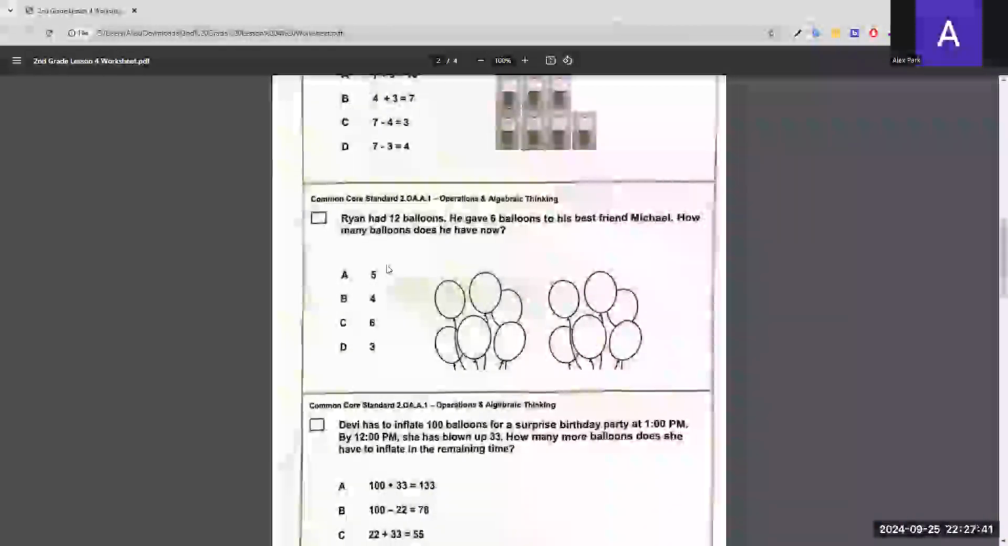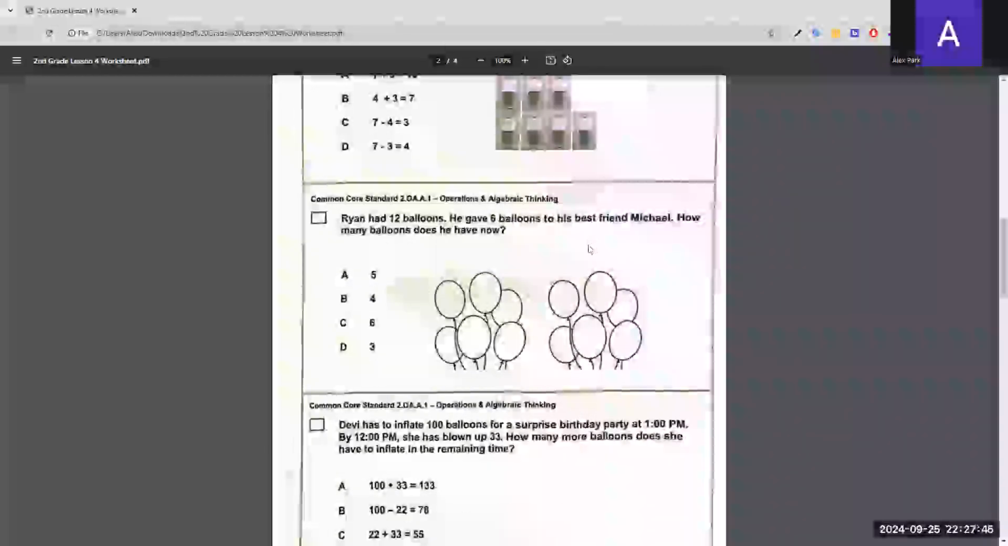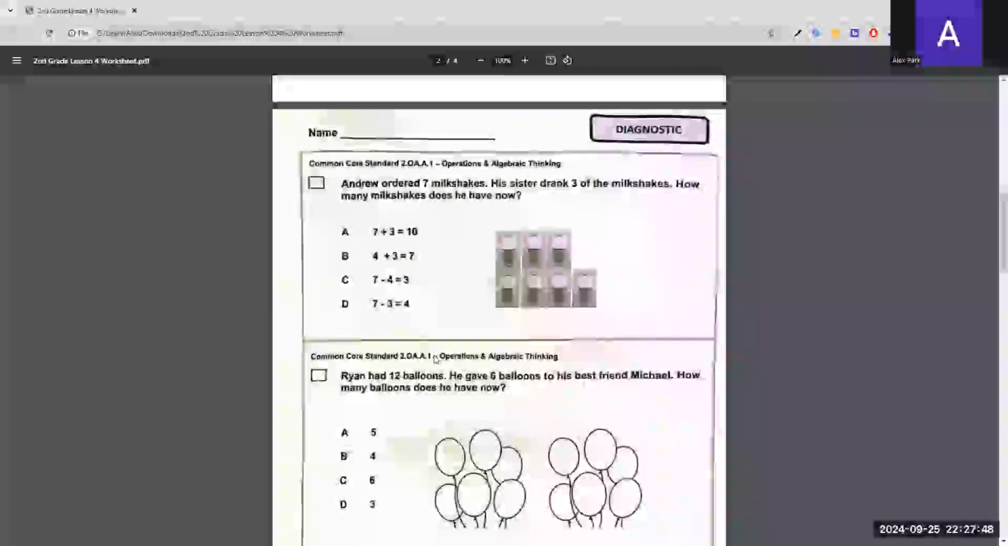Number 5, Ryan has 12 balloons. He gave 6 balloons to his best friend Michael. How many balloons does he have now? So this problem is basically the same thing as this problem here, except they're using balloons instead of milkshakes. Okay, so for this one, the answer was D, right? It was 7 minus 3 because 7 total got rid of 3. This is the same thing. 12 total got rid of 6. So we do 12 minus 6, and then that would equal 6.